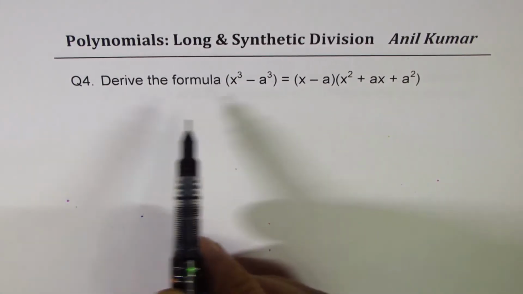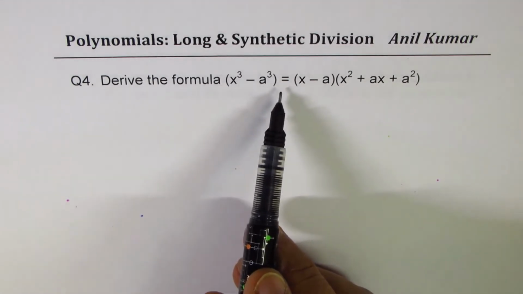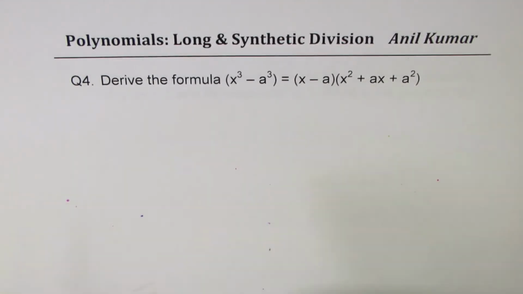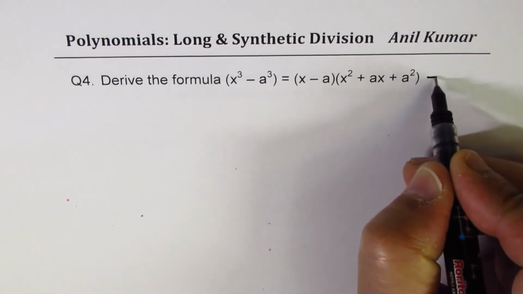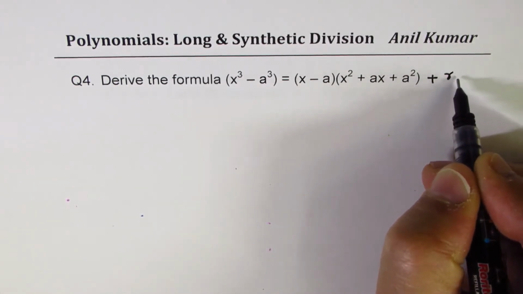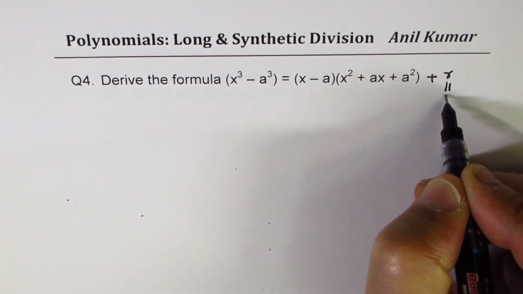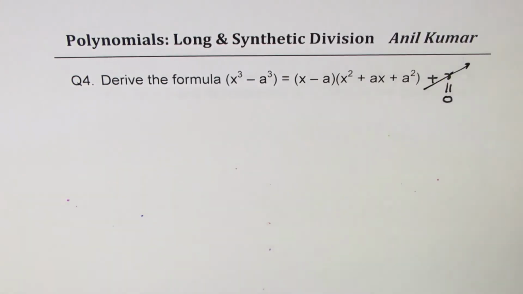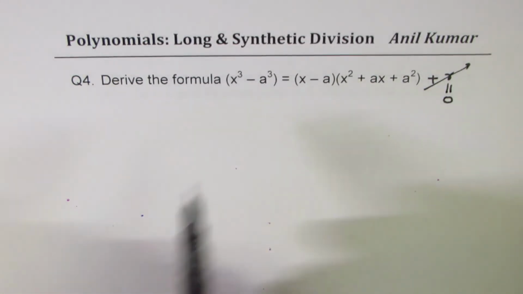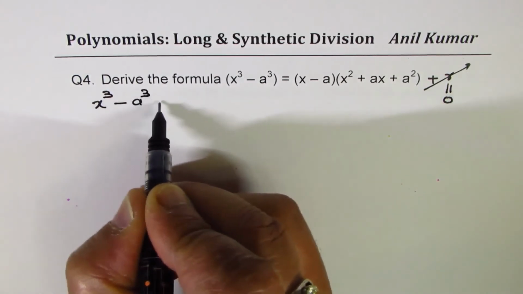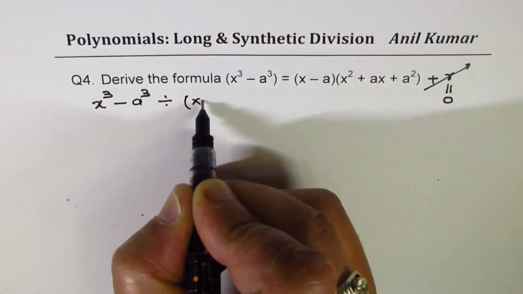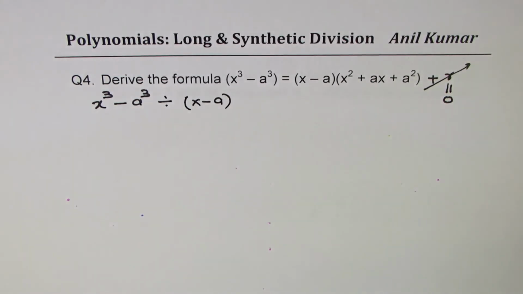Question number 4. Derive the formula x cubed minus a cubed equals x minus a times x squared plus ax plus a squared. What we see here is that the remainder is 0, right? So the remainder basically is equal to 0. Do you see that? So that term is not there. It means x minus a is a factor of x cubed minus a cubed. Perfect. So what we are going to do in this exercise is basically divide x cubed minus a cubed by x minus a. Correct?